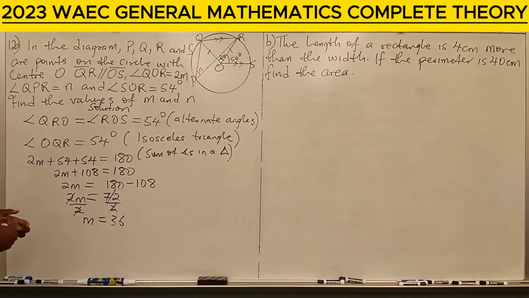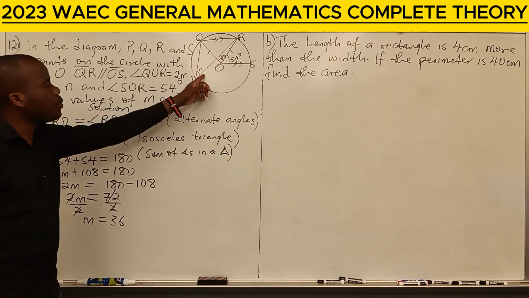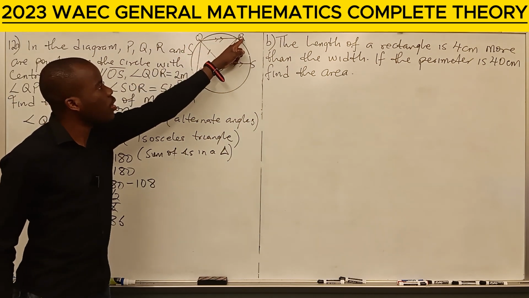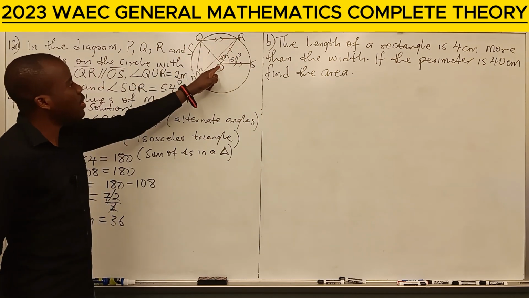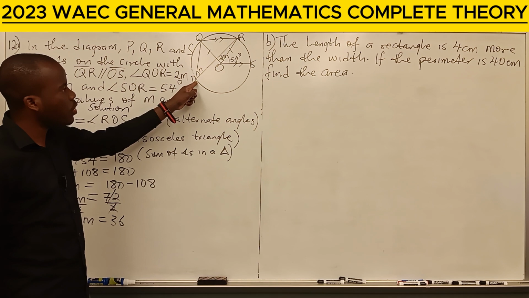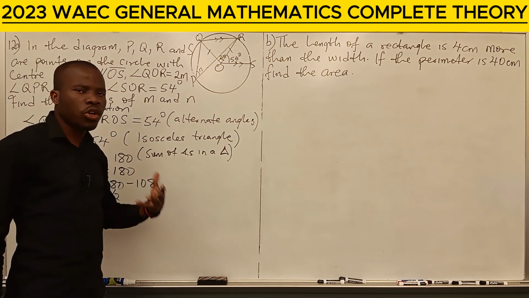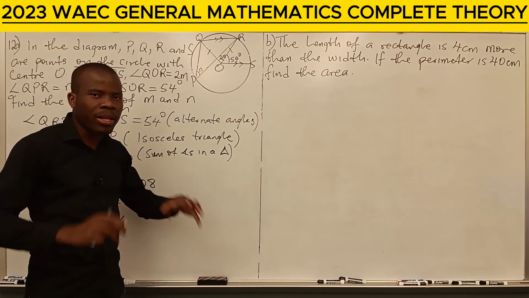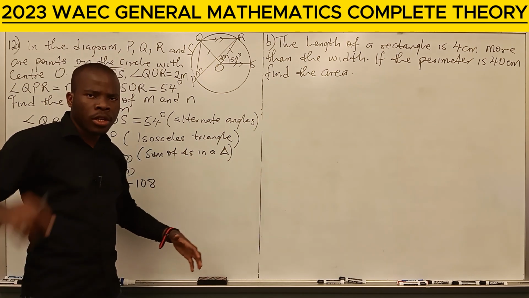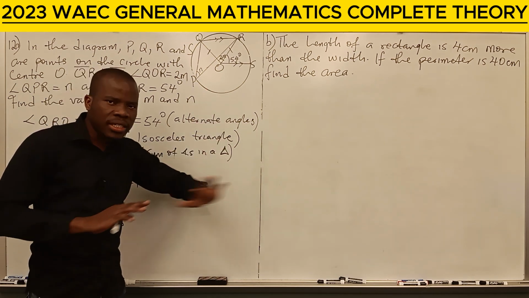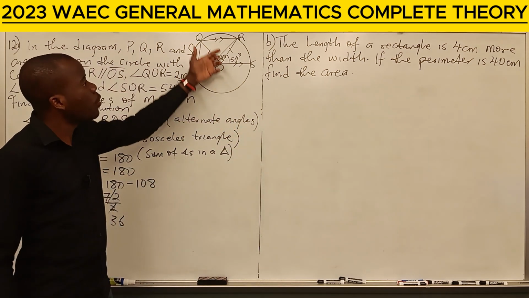M is 36. So how do we look for N? Because QR is a chord that is subtended at the center, and the same QR is also subtended at the circumference, from circle theorem. I have done a detailed explanation on circle theorem. Check my YouTube playlist titled Circle Theorem Series, and you will understand all the theorems.